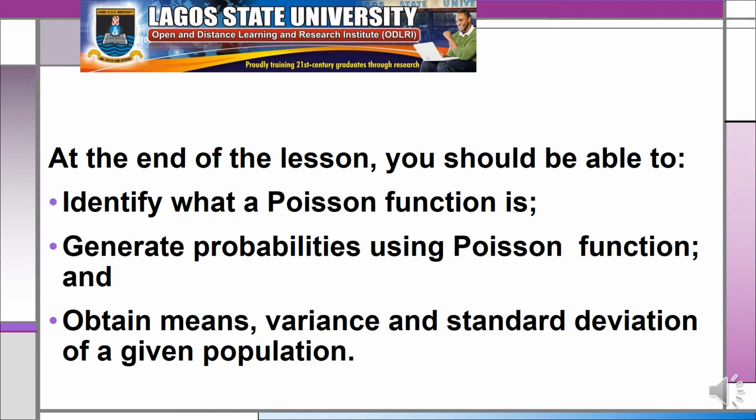Objective of the lesson. At the end of the lesson, we should be able to: 1. Identify what the Poisson function is, 2. Generate probabilities using the Poisson function, and thirdly, obtain the mean, variance, and standard deviation of a given population.